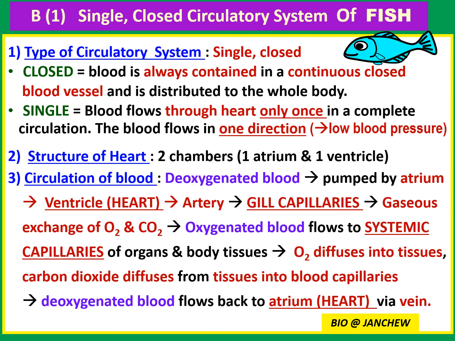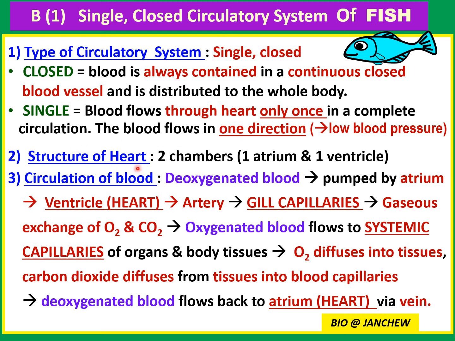So here are the notes for the circulatory system of the fish. The type of circulatory system in the fish is the single closed circulatory system. In a closed circulatory system, the blood is always contained in a continuous closed blood vessel and it is distributed to the whole body. In a single circulatory system, blood flows through the heart only once in a complete circulation, and the blood flows in only one direction.